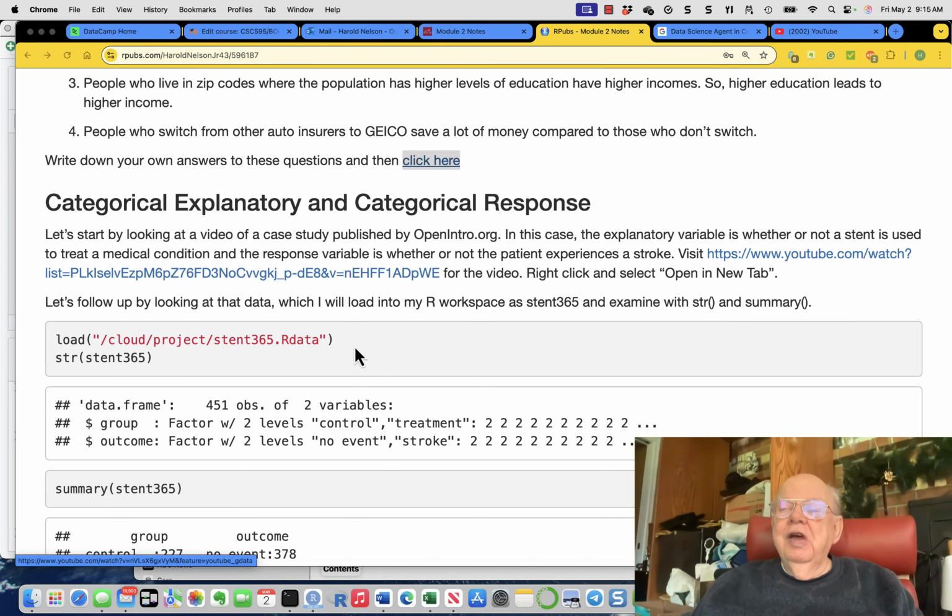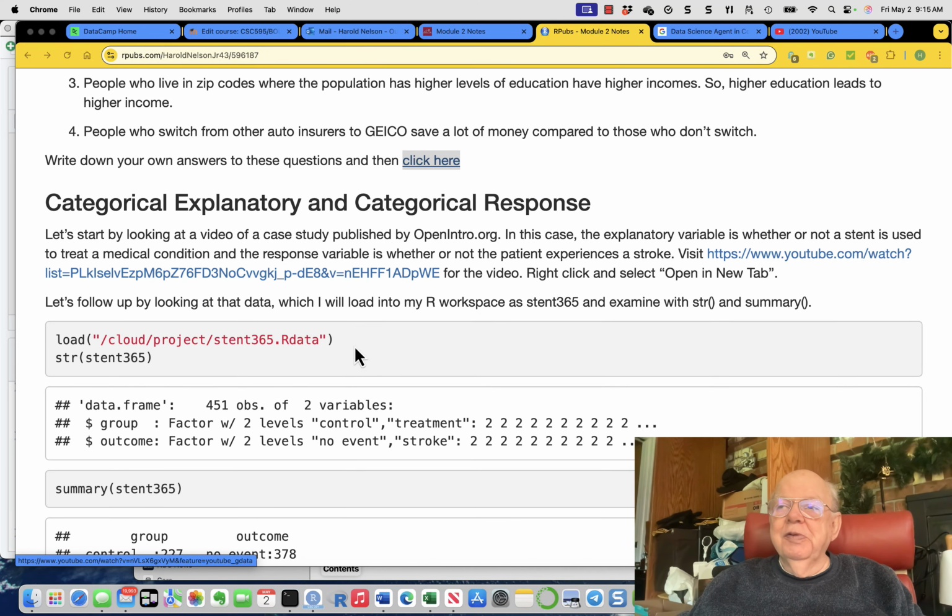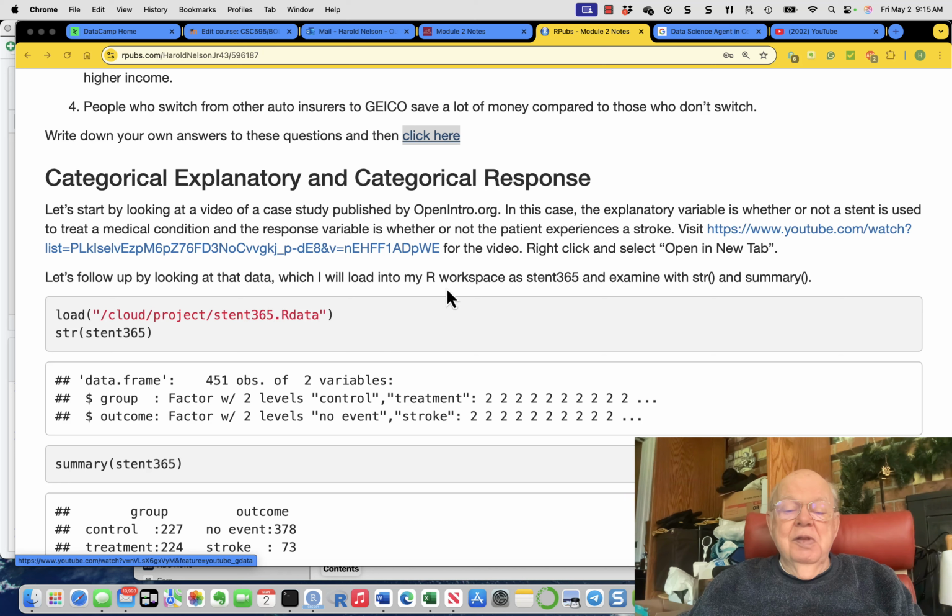Okay, so the first of these cases that we're going to look at is a categorical explanatory and a categorical response. And this is based on a case study published by OpenIntro. It's a good case study. You can find it here. I hope this is still here.